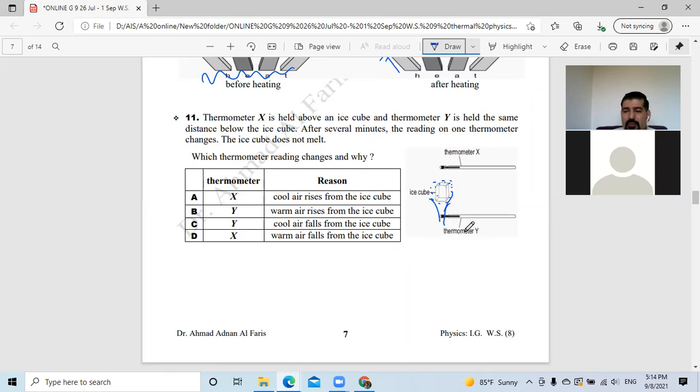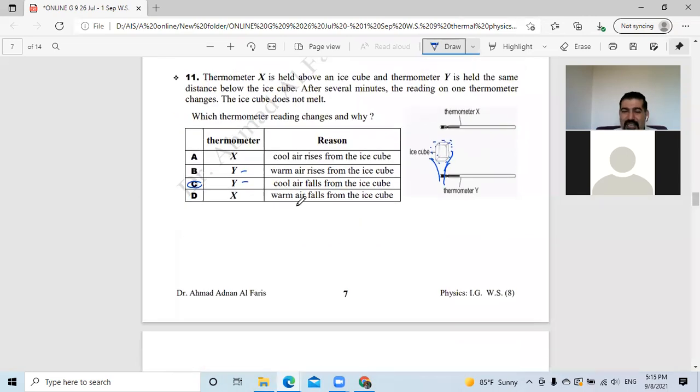So what happened to thermometer Y? Cold air falls down, so the answer is C. But thermometer X, there is no change in its what? Temperature. I'm not sure, but I think C. Yes, thank you. Bravo. It's C. Yeah, bravo. Good.